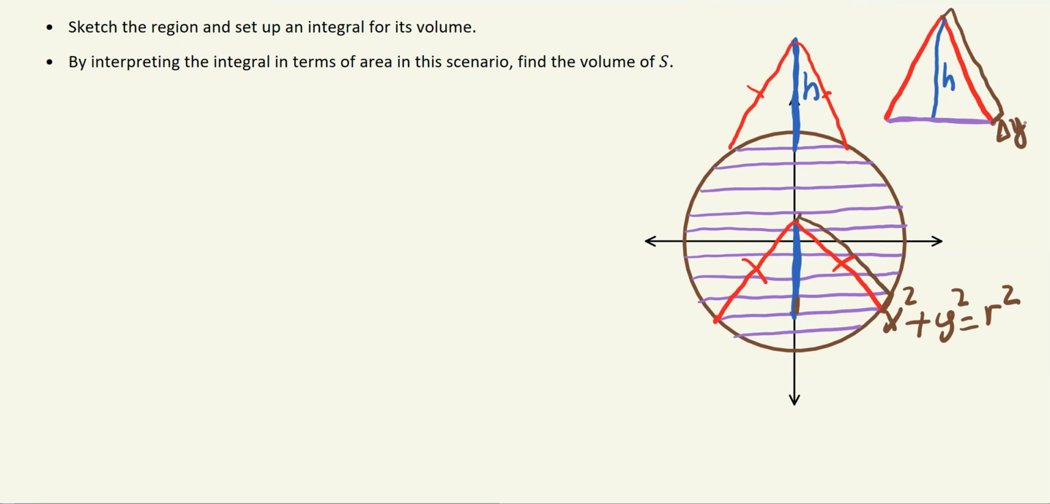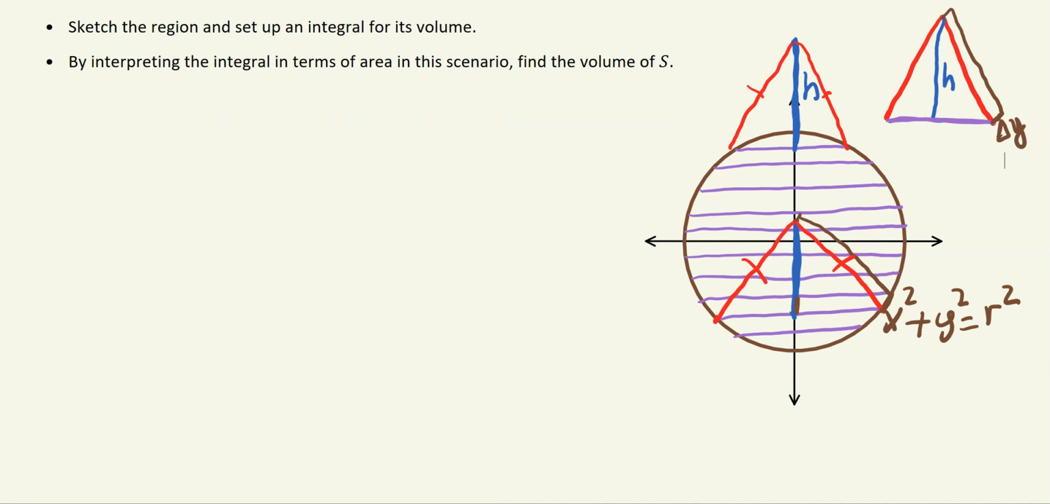Now, in order to find the volume of this solid, I need to be able to find the volume of one slice, right? And the volume of one slice is the area of the triangle multiplied by how thick.